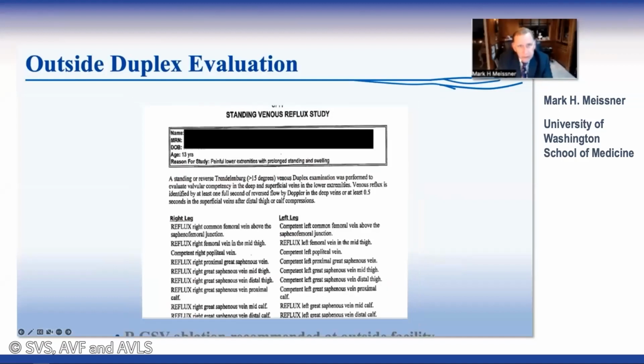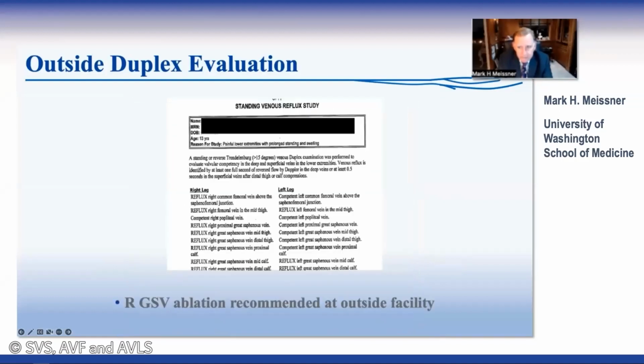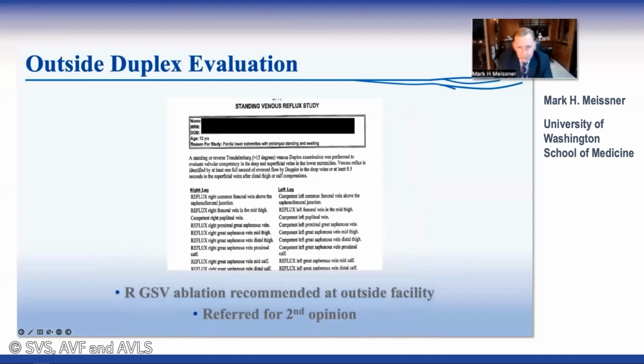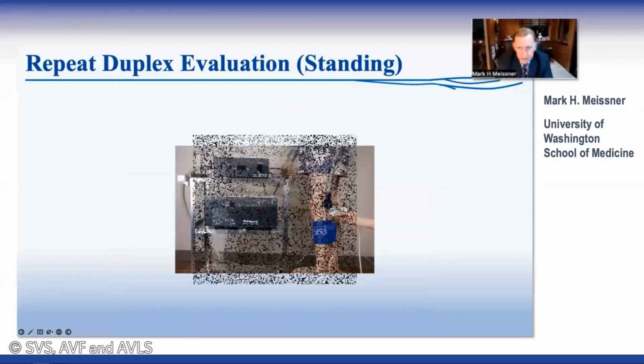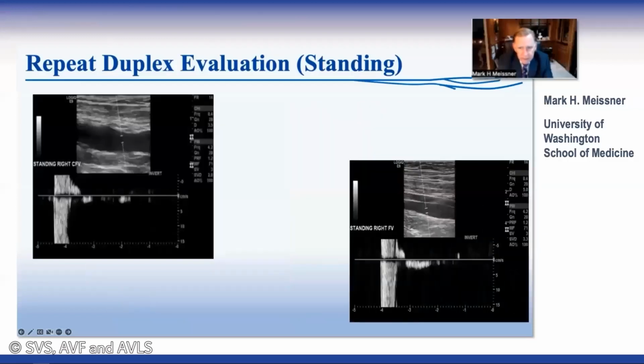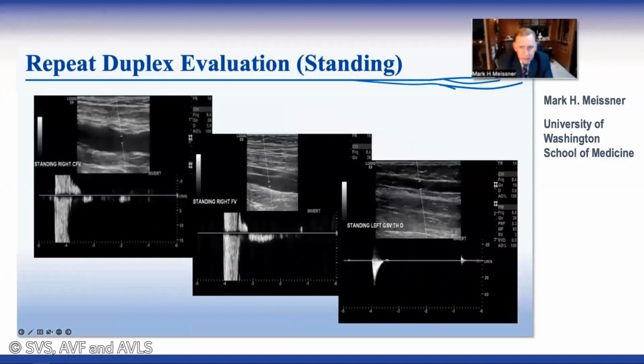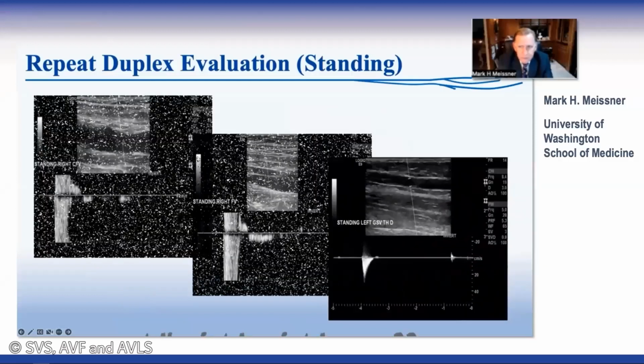The outside facility had recommended ablation of the right great saphenous vein, and her family now brings her in for a second opinion. We repeated the duplex study in the standing position using a distal cuff deflation method, which in contrast to the outside study demonstrated no reflux in the common femoral vein, the femoral vein, or the great saphenous vein. So what went wrong here?